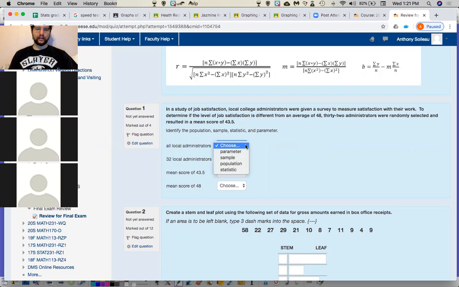Okay, so all of them, that's the population. That's all the administrators. That's what we're examining. Now, those 32 particular people, that's our sample. Now, if we look, 32 administrators were selected and resulted in a mean of 43.5. That's the sample mean. That's the statistic. 48 is the population mean. That's the parameter. Sample, statistic, they both start with S. Parameter, population, they both start with P.